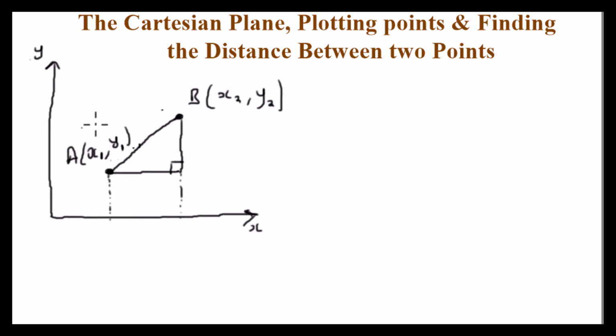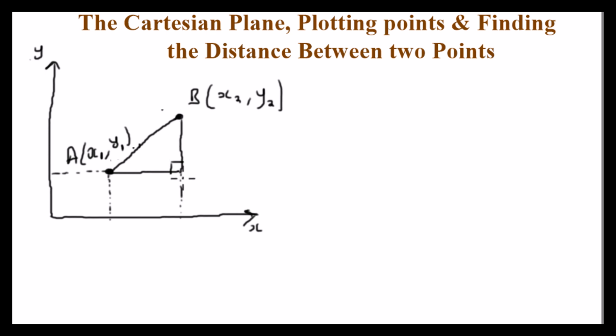So let's say we're given this diagram. We have 2 points, A and B, and the coordinates of A were given to be x1, y1. The coordinates of B were given to be x2, y2. So what these coordinates simply mean is that A is located somewhere on the x-axis and also somewhere on the y-axis, like this.